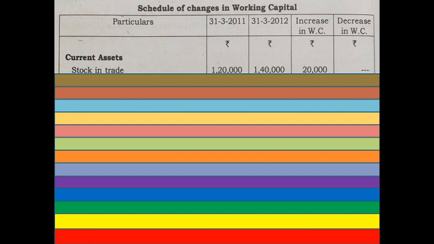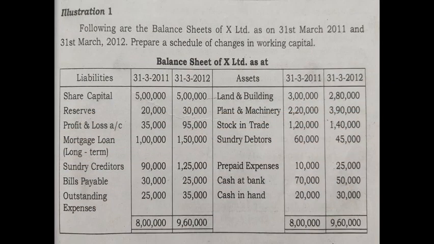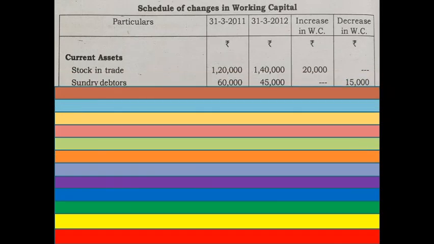So first item is stock in trade. Next item is sundry debtors. In the first year it is 60,000, in the second year it is 45,000. So note that sundry debtors is 60,000 followed by 45,000. It means there is a decrease in the debtors amount of 15,000. So when there is a decrease in current asset, it means decrease in working capital. So the difference amount has to be shown accordingly.